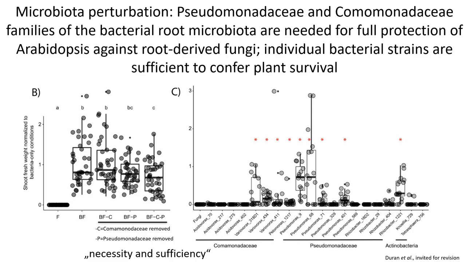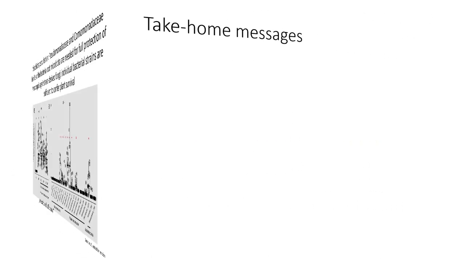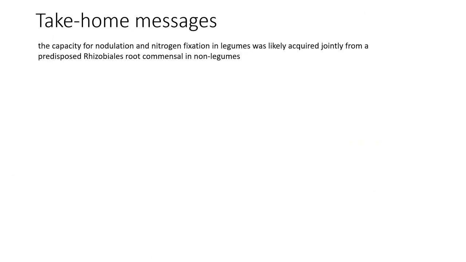So I think the take-home message is that indeed there are particular taxonomic lineages in the bacterial root microbiota that are necessary for protecting the plant against root-associated fungi and oomycetes. What have we learned from these experiments?